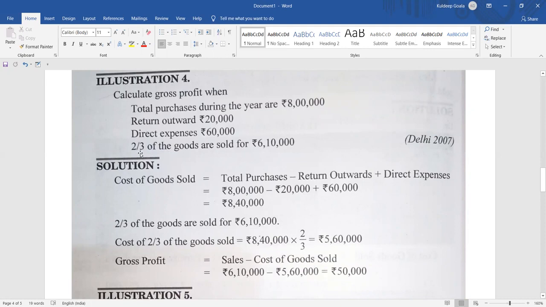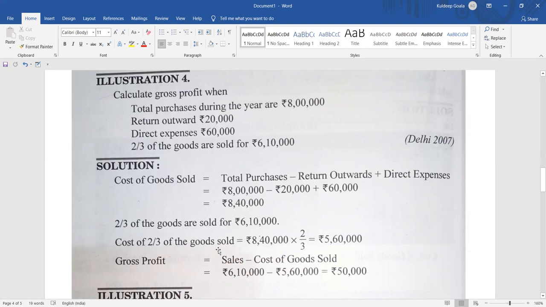Okay, here it is told that 2/3 of the goods sold was sold for what? What is the selling price of the 2/3 of the goods? 6 lakh 10,000. This was the selling price. The selling price of the 2/3 of the goods sold was 6 lakh 10,000, right? Clear?